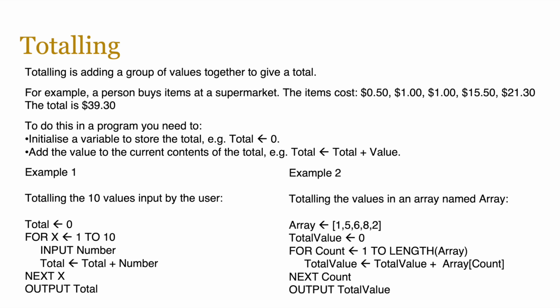So on screen, you see two examples. Do pause the video and go through those. They're pretty easy to understand. In both, we assign the total value to 0. So for total and total value, the initial value is 0.